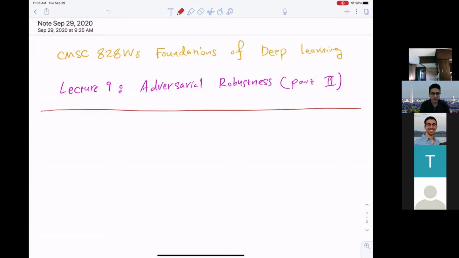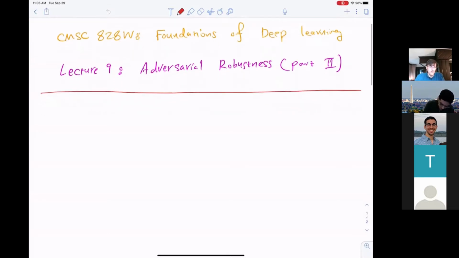Let's start today's lecture. As I mentioned, we are going to continue talking about adversarial robustness. All right, so a brief recap of the stuff we covered in the previous lecture. So we talked about the formulation of adversarial robustness, and we talked about attacks, and then we talked about defenses.